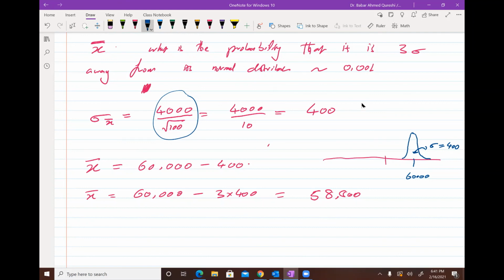So if I pick a sample and compute the x bar, it would be somewhere here, here, or here. But if I get a number here, whose probability is very, very little, then I would start suspecting how it could happen that I got such a low number. I should be suspicious, because this number is 3 sigma away from the central value of this normal distribution. And 3 sigma away means that the probability is extremely low.